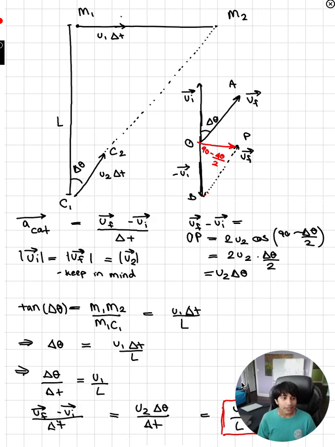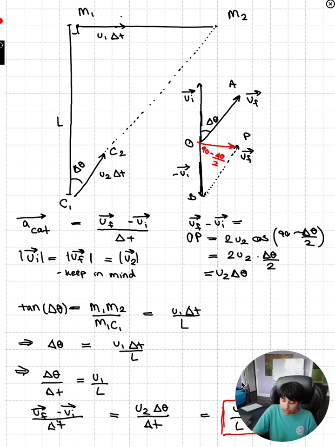Okay. So I get that this looks kind of complicated, but don't worry, I'll explain it step by step. Look at this diagram here. This M1 represents the location at which the mouse is standing. In a small time del t, let's say the mouse moves from M1 to M2. How much distance will it move? We already know its velocity is u1, and in a small time del t, it will move a distance of u1 del t. We are also assuming that C1M1 has a distance of L, as that is what is given in the problem, and it's also orthogonal, as shown here.